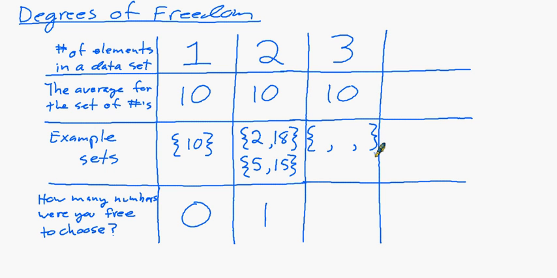If we had 3 numbers in our data set, we could choose maybe that to be 0. We could maybe choose this to be 5. Could we choose this number? No. Again, it's the same idea. Has to be set. That ends up being 25. So how many numbers were we free to choose? 2. All right. There's a relationship between the number in the data set, n, and this is called the degree of freedom.